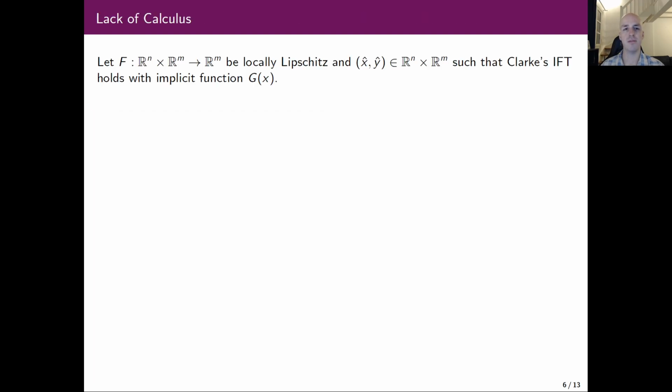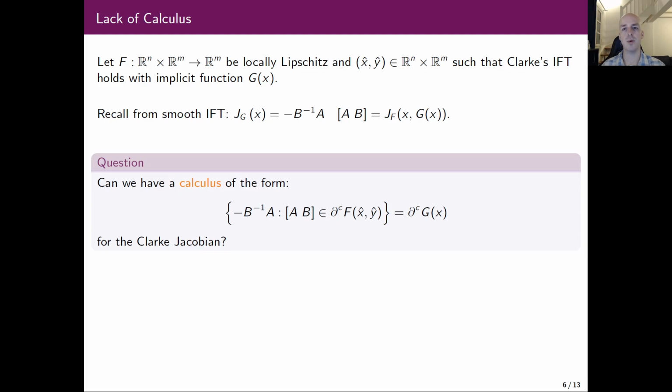Since Clark's theorem effectively addresses the existence part of an implicit function theorem, let's turn to the calculus part. Consider some locally Lipschitz function f and x hat, y hat for which Clark's implicit function theorem holds with implicit function g. Recall from the smooth implicit function theorem that we have a calculus which tells us how to compute the Jacobian of the function g in terms of the Jacobian of f. It's natural to ask the question, can we have an analogous calculus of the form shown here now for the Clark Jacobian in the locally Lipschitz setting?